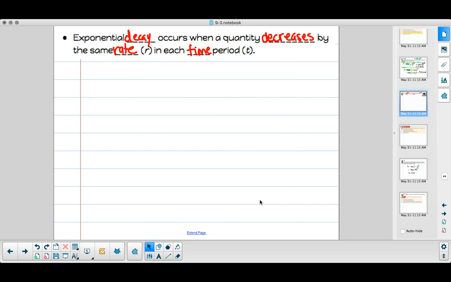Hi everyone, today we're going to talk about exponential decay, which is the second part of section 9-3. We talked about exponential growth in our last lesson, which is when a quantity increases by the same rate in each time period. Exponential decay is the opposite of that. Exponential decay is when a quantity decreases by the same rate, which is represented by the variable r, in each time period, which is represented by the variable t.